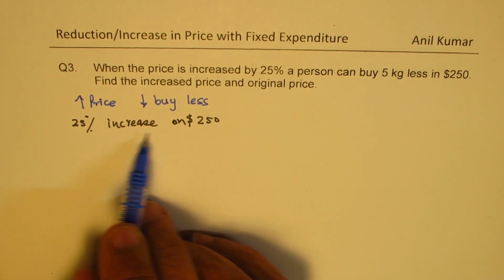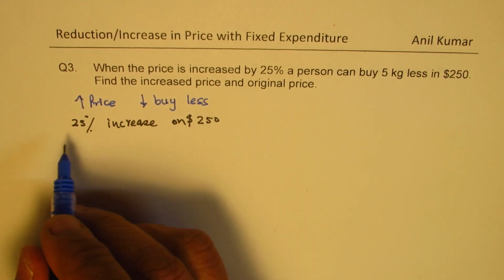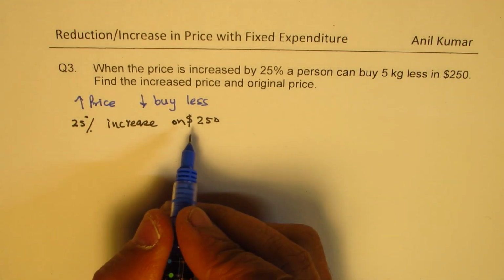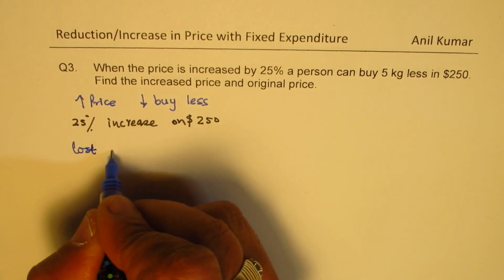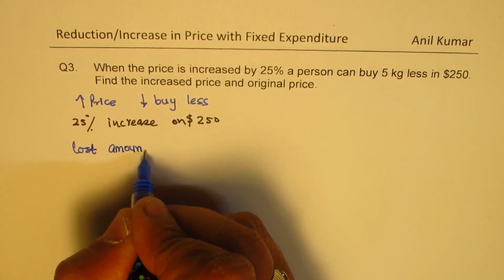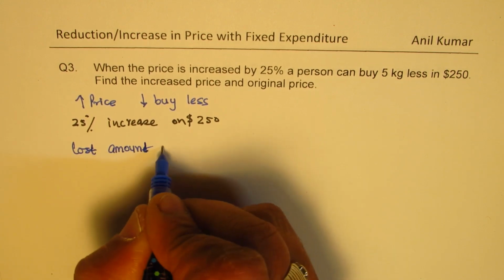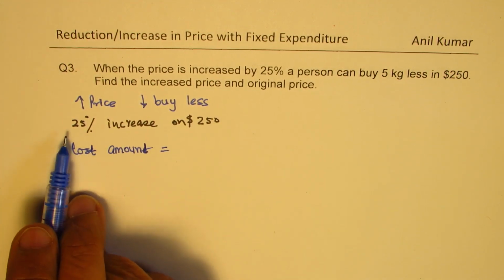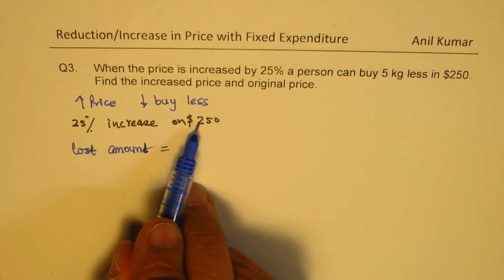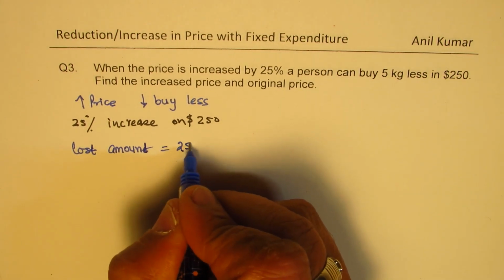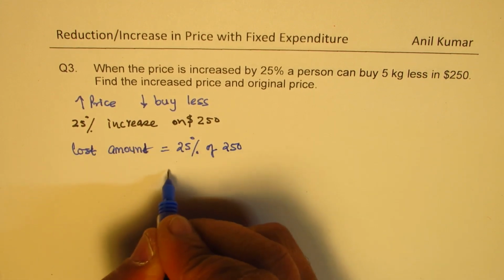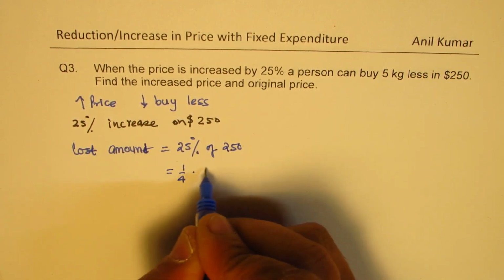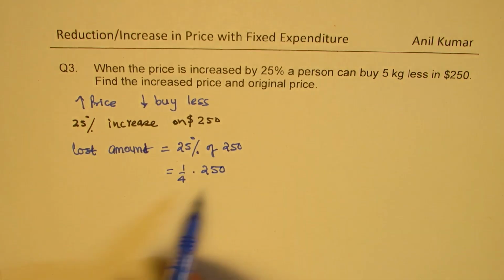So what is 25% of $250? How much purchasing have we lost? So the lost amount is 25% of 250. That means 25% is 1/4 of 250. Do you see that? So that is our lost amount.